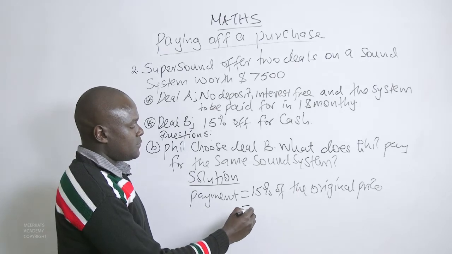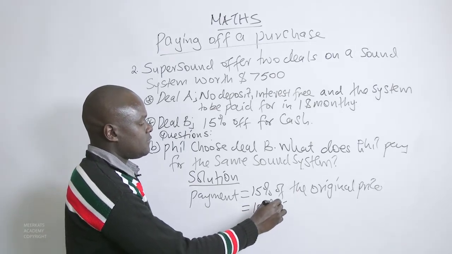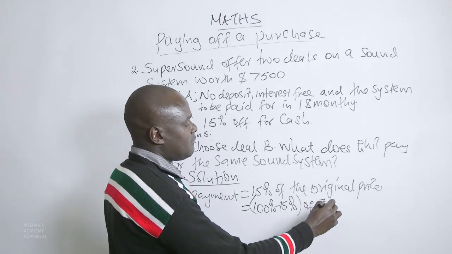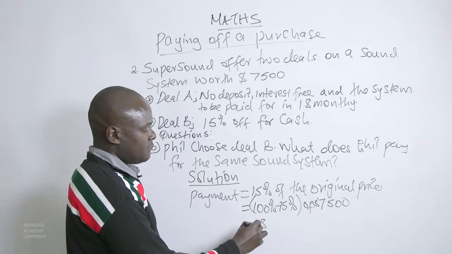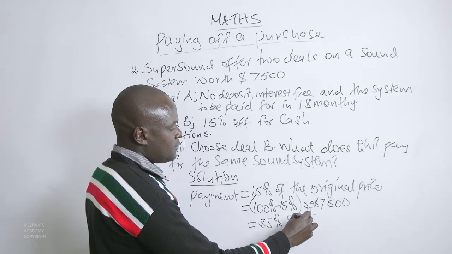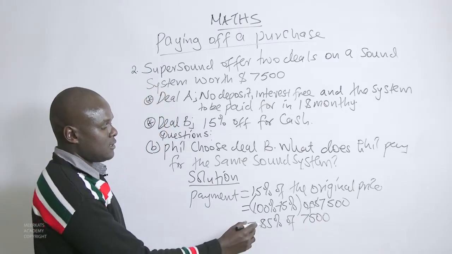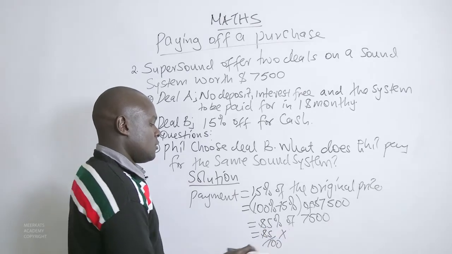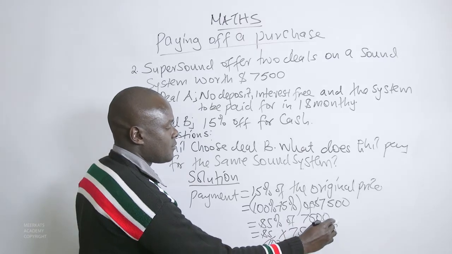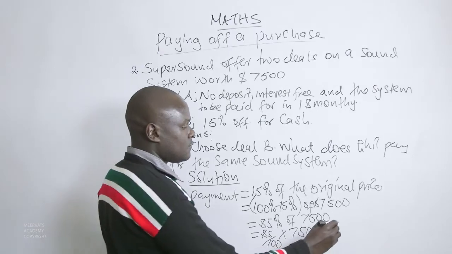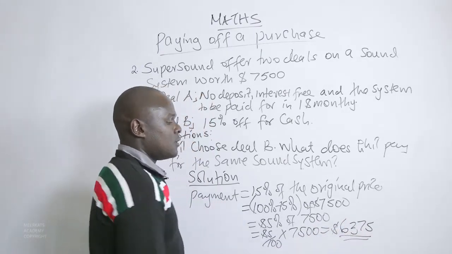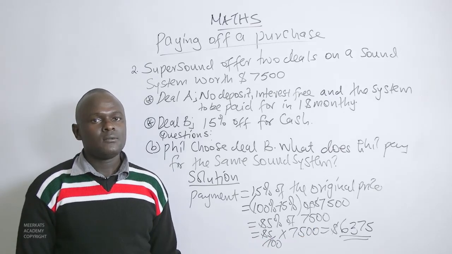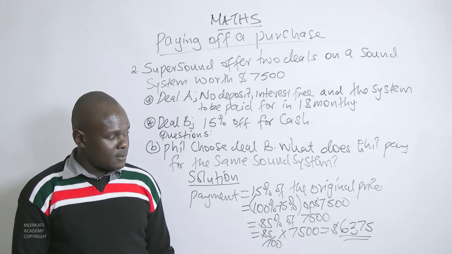This means the payment will be 100% minus 15% of $7,500, and this will be 85% of $7,500. If we convert this into a fraction, this will be 85 out of 100. We multiply by $7,500, giving us a payment of $6,375. This is what Phil is supposed to pay.